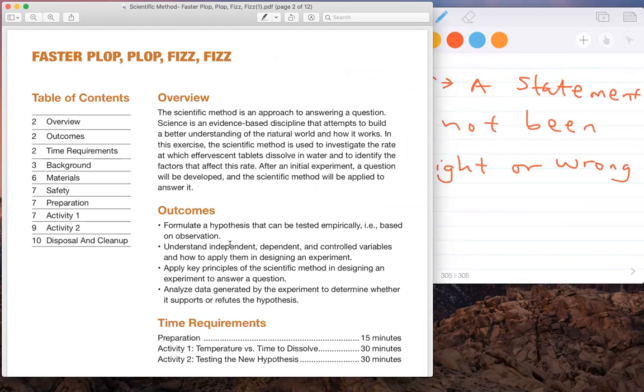So by the end of this exercise, you should be able to come up with a hypothesis and understand independent and dependent variables, and control variables. These are the terms you'll see in the quiz, and you need to distinguish the difference between all these variables so that you apply them in designing an experiment. You'll analyze the data.